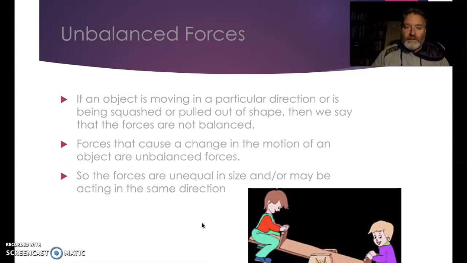When forces are unbalanced, we can see that they're moving. Either one of the forces is greater than the other, or they're pulling in the same direction. So we now see a change in the motion or the shape of the object. So they're either unequal in size, or they're working toward the same direction, or they're not opposite to each other. So we see these unbalancing effects. And that's the classic seesaw allowing you to do that.